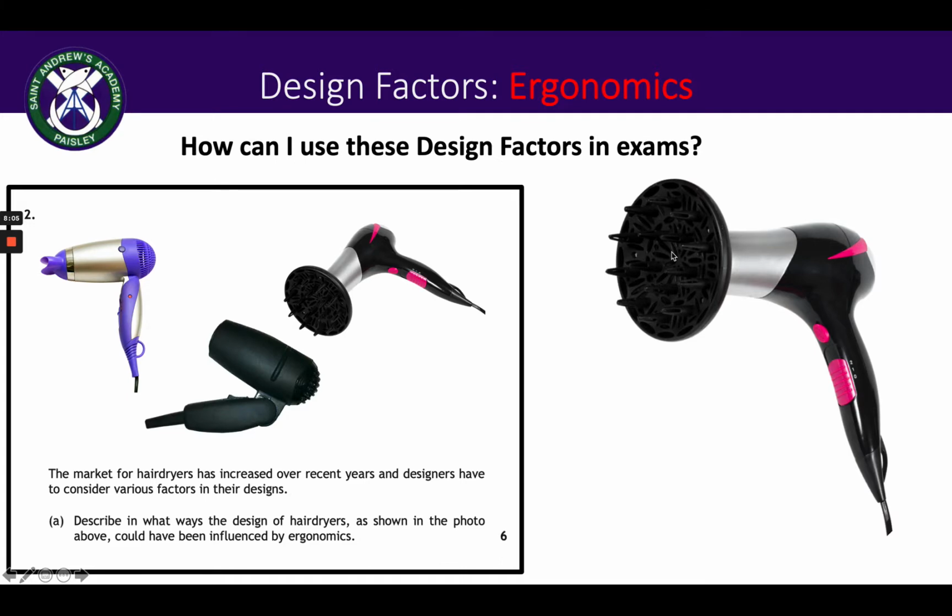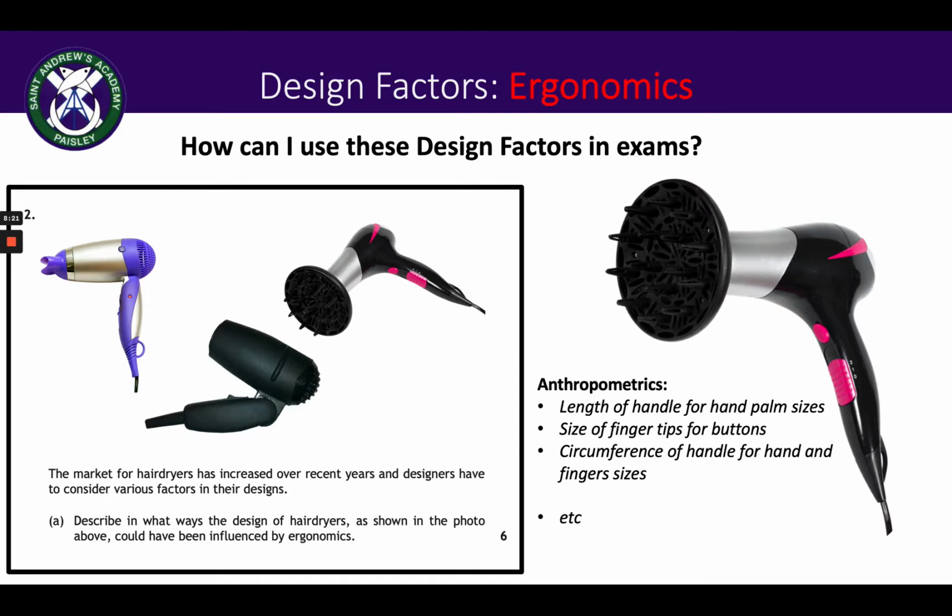So looking at those three different parts of ergonomics, I can start to answer my question looking at that product. Now there's 6 marks here, so you want to get 6 different points across the different parts of it. So anthropometrics, that's all to do with sizes. So I'd want to know the length of the handle for the palm of my hand. I'd want to know the size of the fingertips so that you can actually push those buttons comfortably. I'd want to know the circumference of the handle all the way around so that my hand and my fingers can fit around it when I'm holding it.